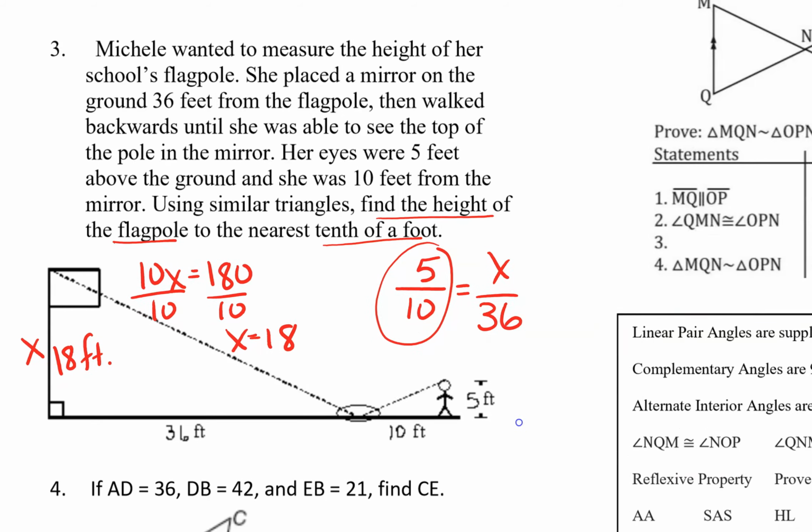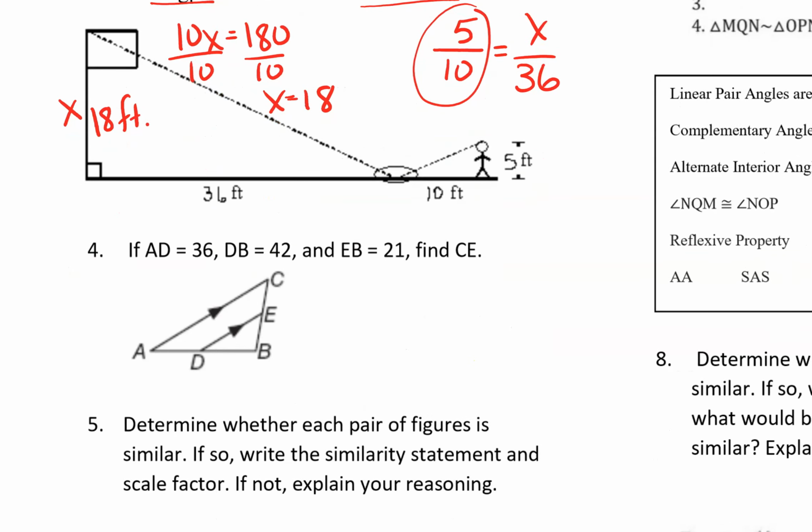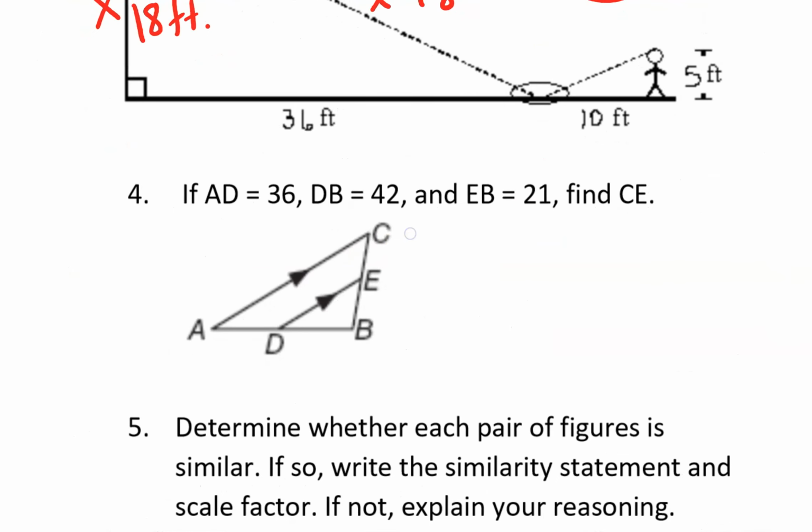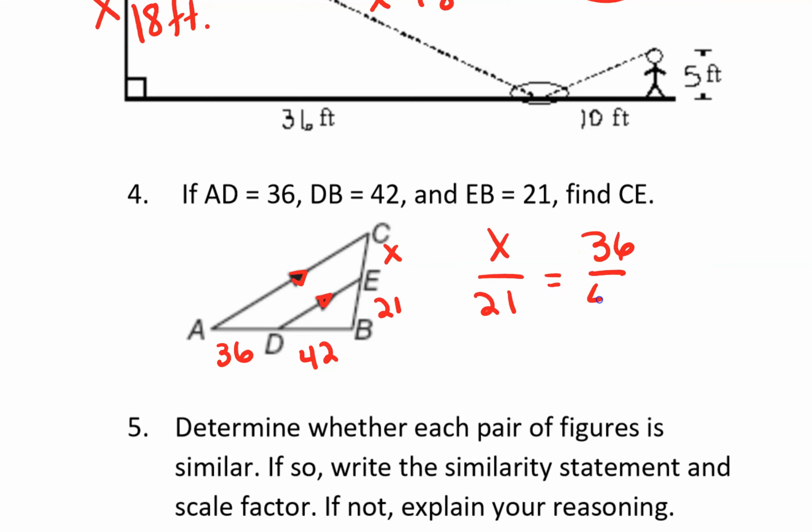That seems reasonable. All right, we did this kind of problem yesterday. We have AD is 36, DB is 42, EB is 21, CE is X. All right, so parallel lines mean that we have proportional parts. So I can set up X to 21 equals 36 to 42, and there are other ways I could do it as well. X over 36, 21 over 42. And all of those ways.